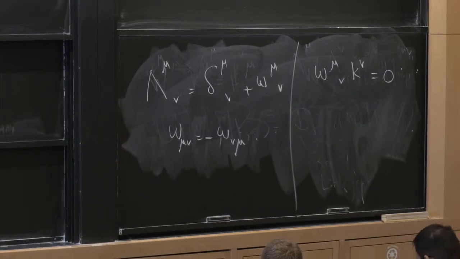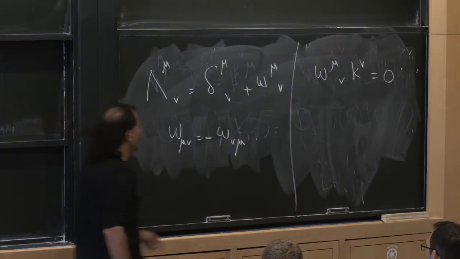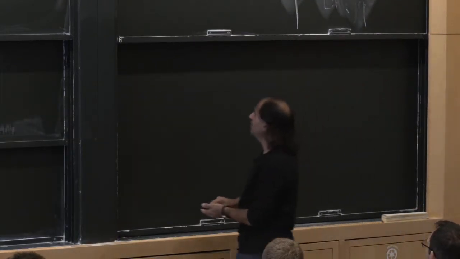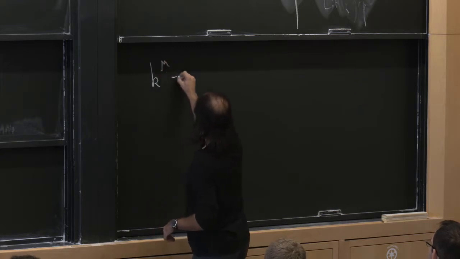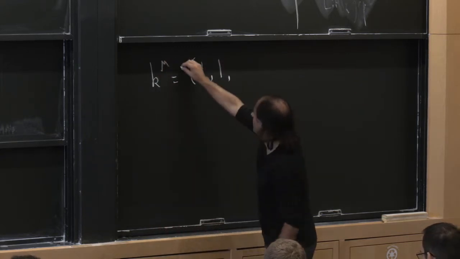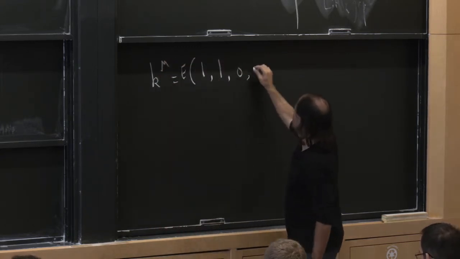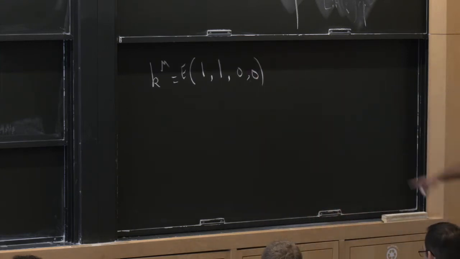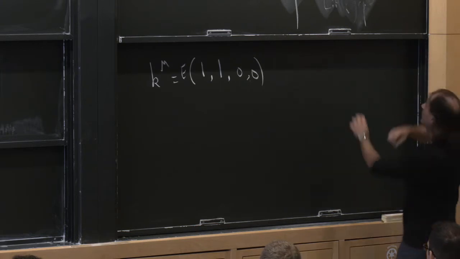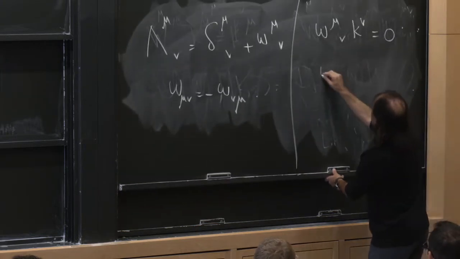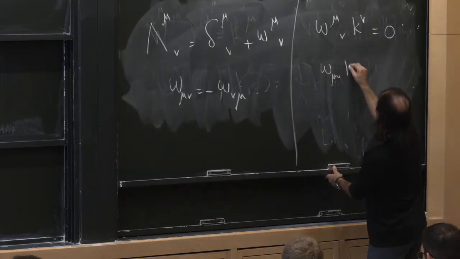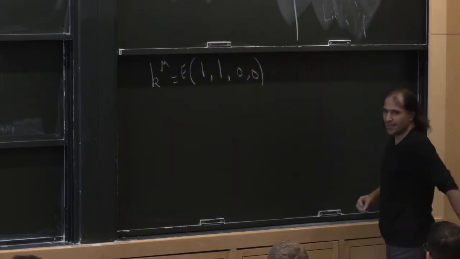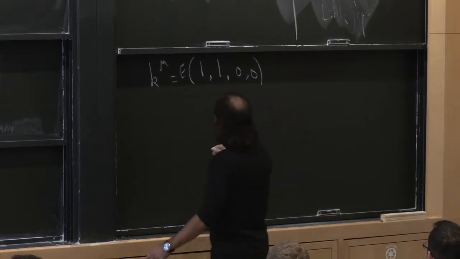So let's say that I have a null k. Say that my k mu looks like 1, 1, some overall e, it doesn't matter, and then 0, 0, let's say I'm in 4 dimensions. Then I can lower the mu index, it doesn't matter. So I'm looking for an antisymmetric matrix omega mu nu, k nu equals 0. But k looks like that.